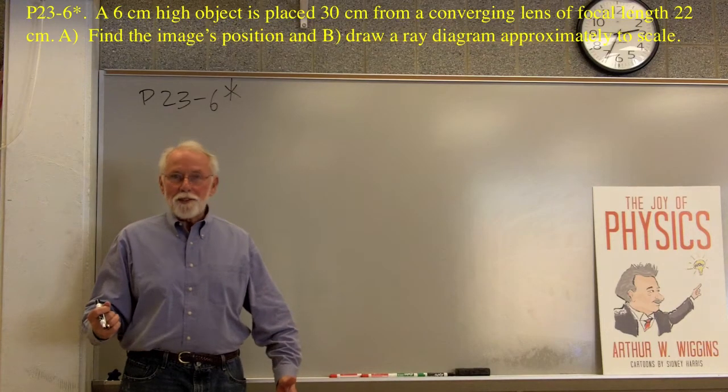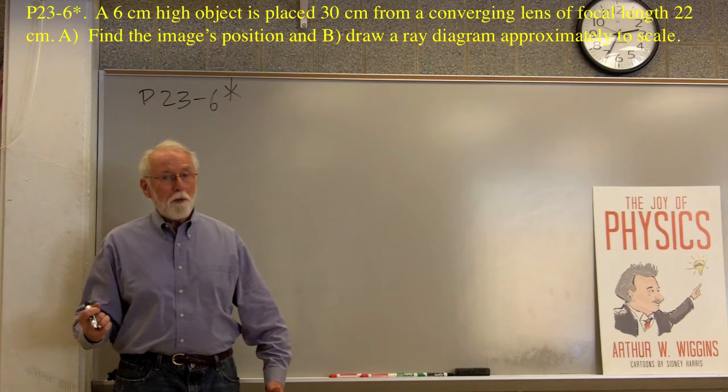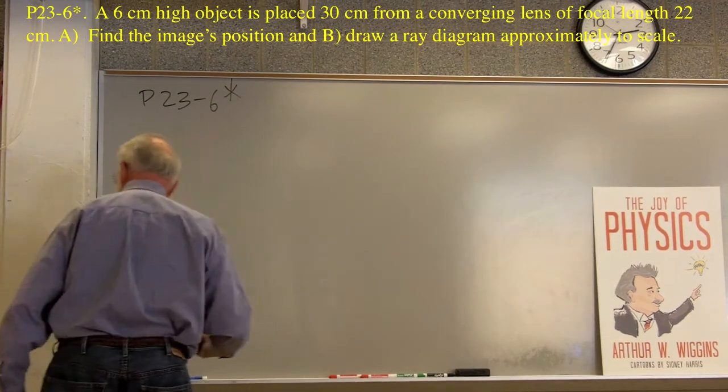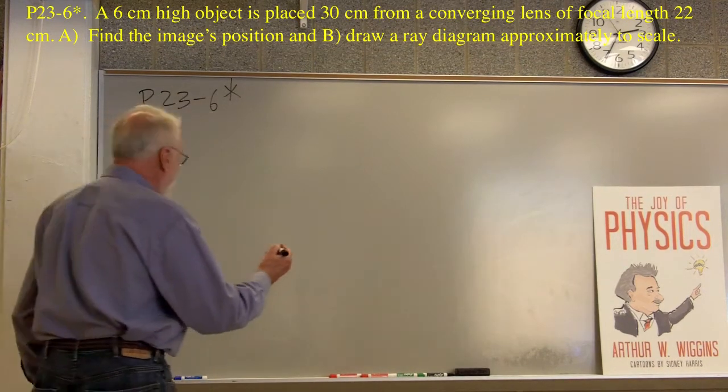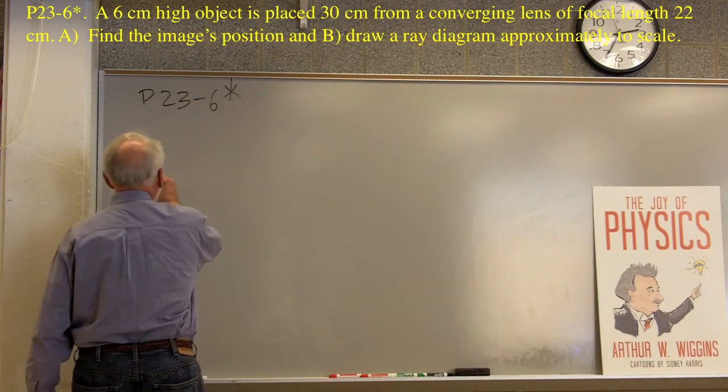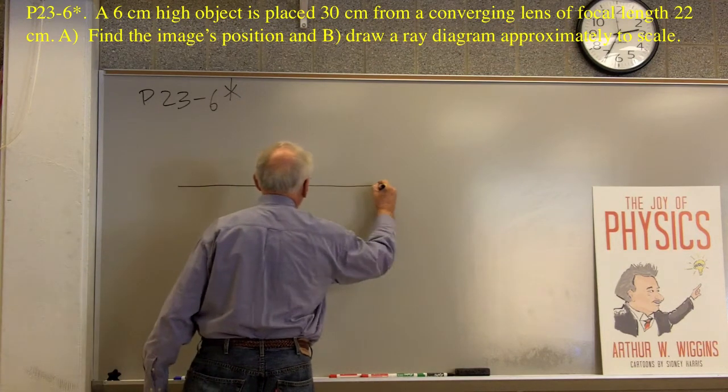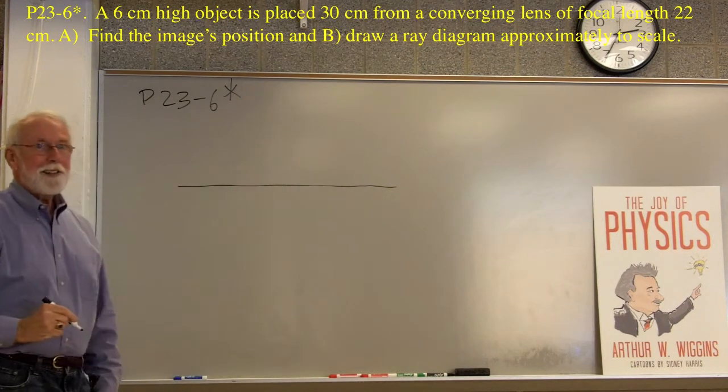Here's a problem about lenses. So of course this one requires a diagram, big time. So let's see if we can get a diagram going here. The diagram will start like this. Here is the axis of the lens. See how straight that is?